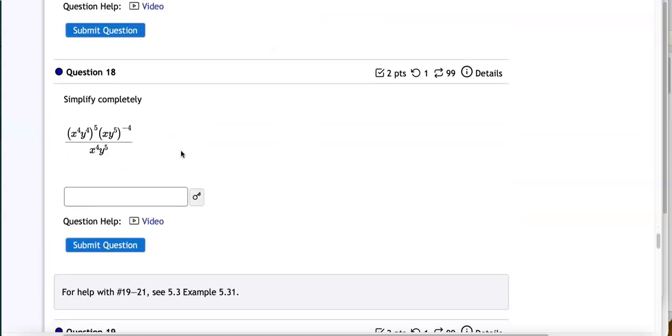Okay, question number 18. This is actually a test question. So let's walk through this one step by step. First, we need to observe that this is a combination of power rule, product rule, and quotient rule. And you need to have a separate step for both the power rule and the product rule.